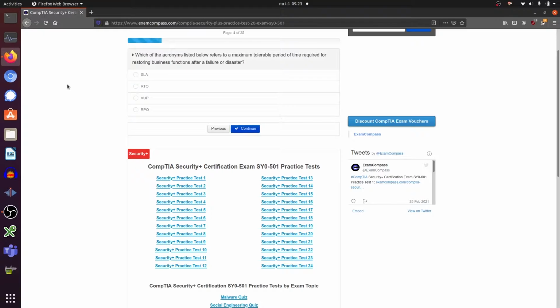Which of the acronyms listed below refers to the maximum tolerable period of time required for restoring business functions after failure? Restore time operations? In business continuity planning, the maximum tolerable point in time to which systems and data must be recovered after an outage is called an RPO.